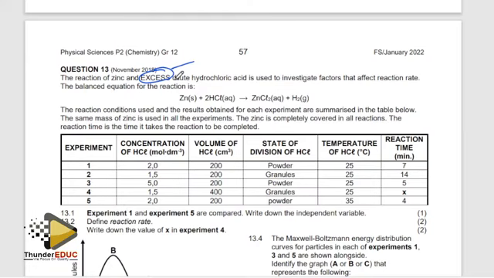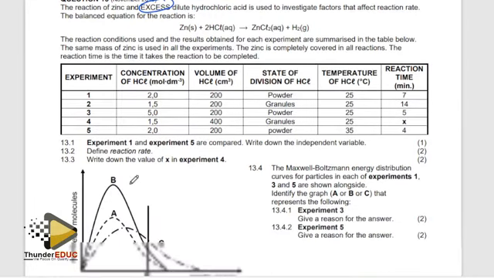So now, here is a question. They are saying that hydrochloric acid is used in investigating the factors affecting the rate of reaction. Balance the equation: zinc plus hydrochloric acid gives zinc chloride and hydrogen. The reaction conditions used in the experiments are summarized in the table below. The same mass of zinc is used, completely covered, and then the reaction takes place. Okay.